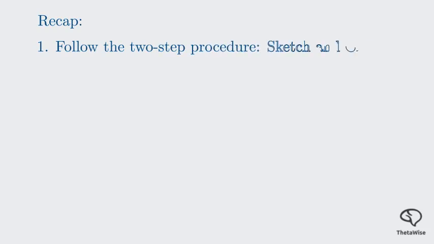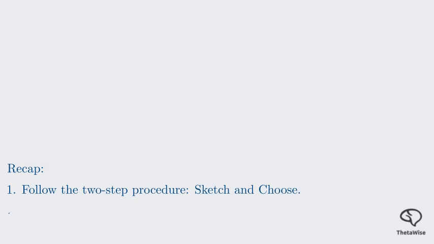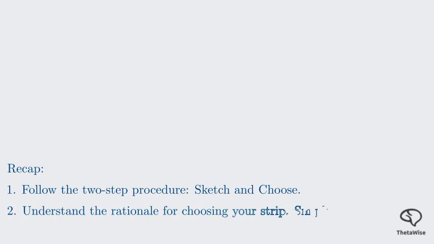Let's quickly recap what we've learned. First, the two-step procedure is always the best strategy. Sketch the area first and then choose your strip. Second, understanding why we choose a particular strip is key. If the top and bottom boundaries of a vertical strip are constant, choose vertical. If the right and left boundaries of a horizontal strip are constant, choose horizontal. This often avoids splitting the problem into multiple integrals.